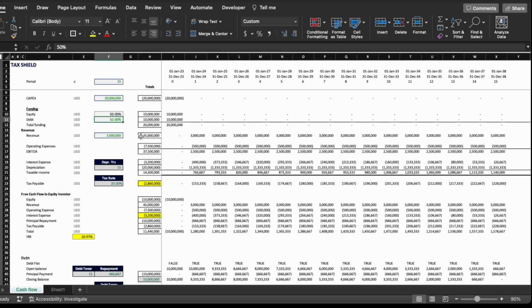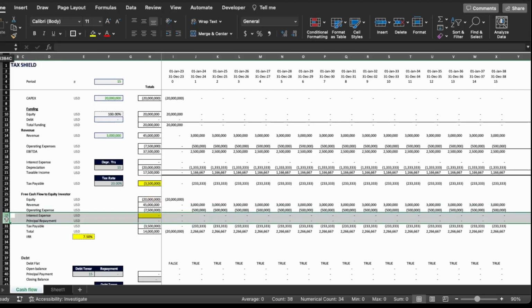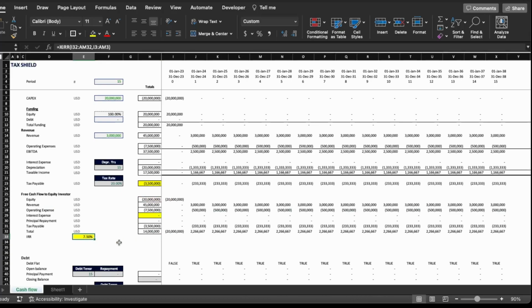The first thing I'm going to do is assume that I have no debt from banks. I'm going to put the number 0 here, so everything is going to be financed by equity investors. So what happens here? Essentially there are no longer interest payments and no principal repayment, right? Because there is no debt. But look what happens with the IRR. Now the IRR is only 7.5%.